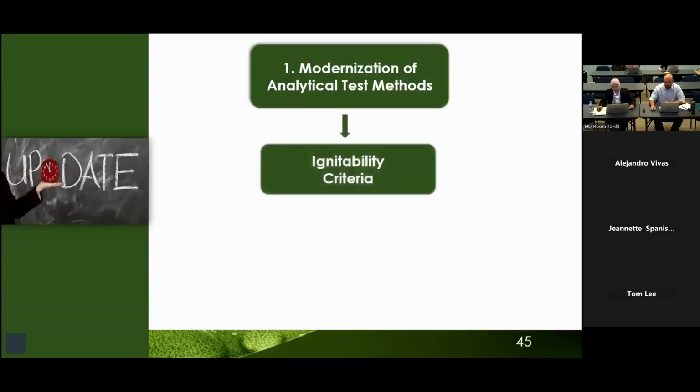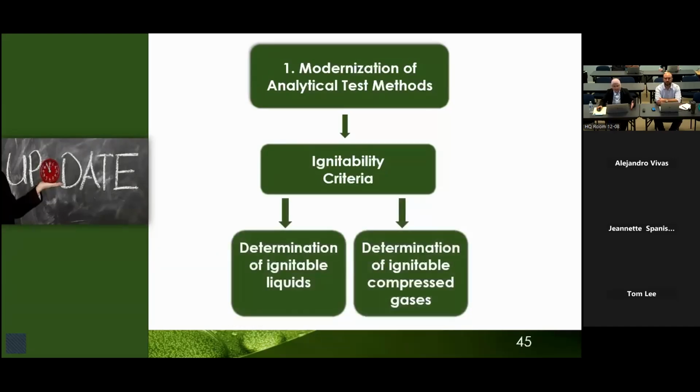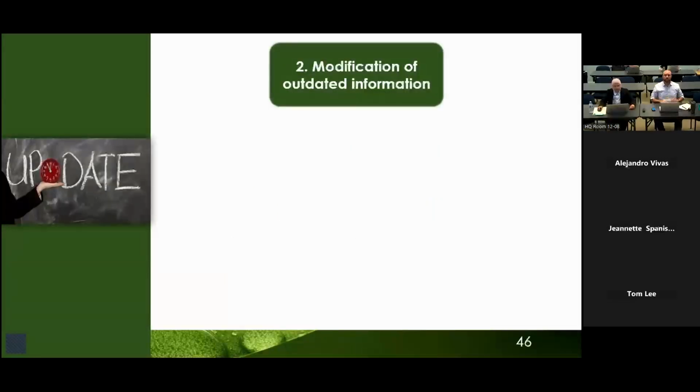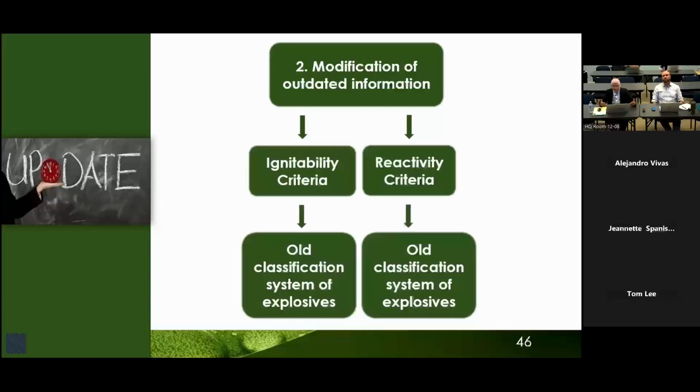The first updates are the modernization of the analytical test methods, mainly in ignitability criteria, to stay consistent with current US EPA regulatory standards and to remain up to date. For example, modernizing the analytical tests for flash point determination of liquid phase and for determination of ignitable compressed gases. And the second part of the updates also includes modification of old or outdated information in some of the waste criteria sections which need modification.